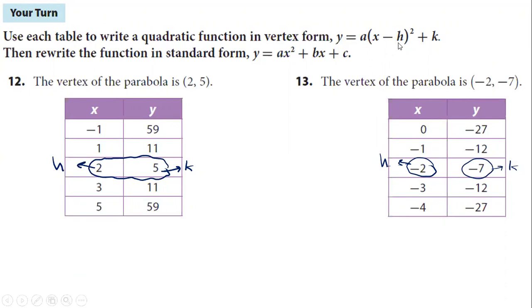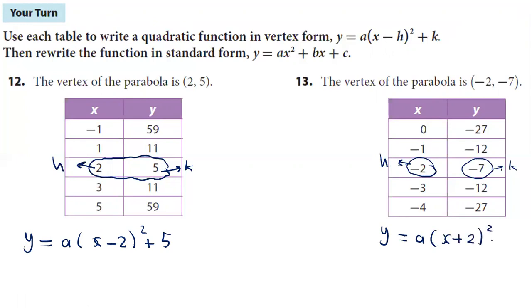So first, number 12 again, I will write in vertex form: y equals a multiplied by (x minus h) squared plus k. Here, y equals a multiplied by (x plus 2) squared minus 7.